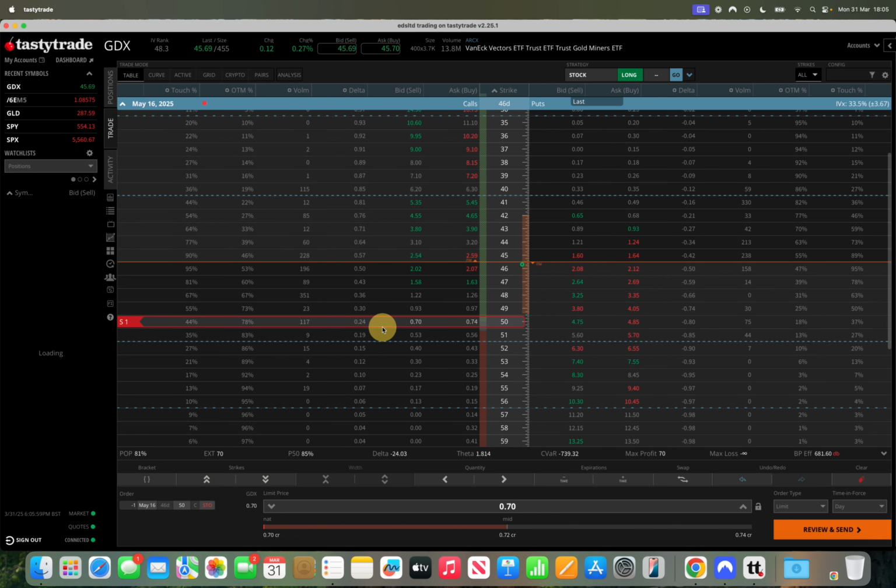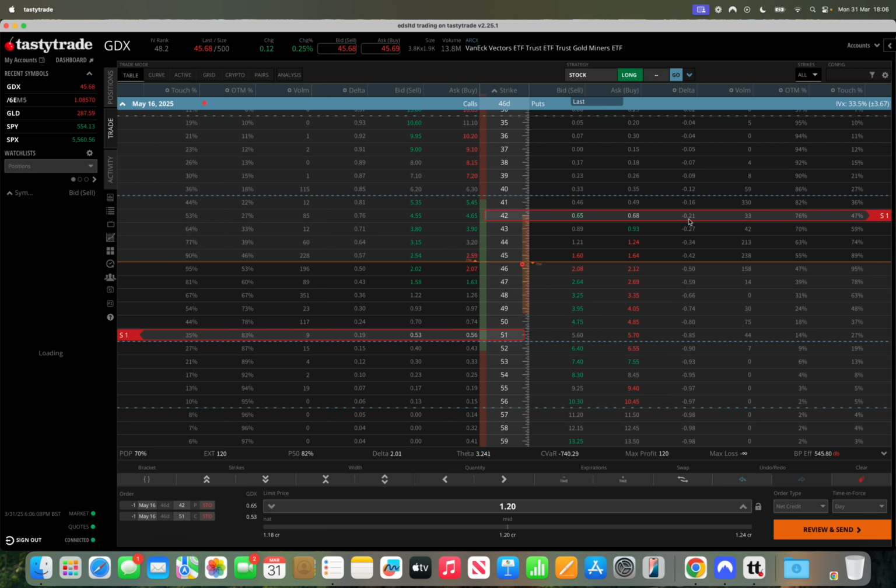So let's just go with a 19 delta on the call side, as you can see here at the 51 strike. And then we can do the same thing. There isn't a 19 delta on the put side, so we'll go with the 21. The next one down is 16. So we'll go with the 21. And as you can see, our contracts are sitting basically at the edge or outside of the expected move here.